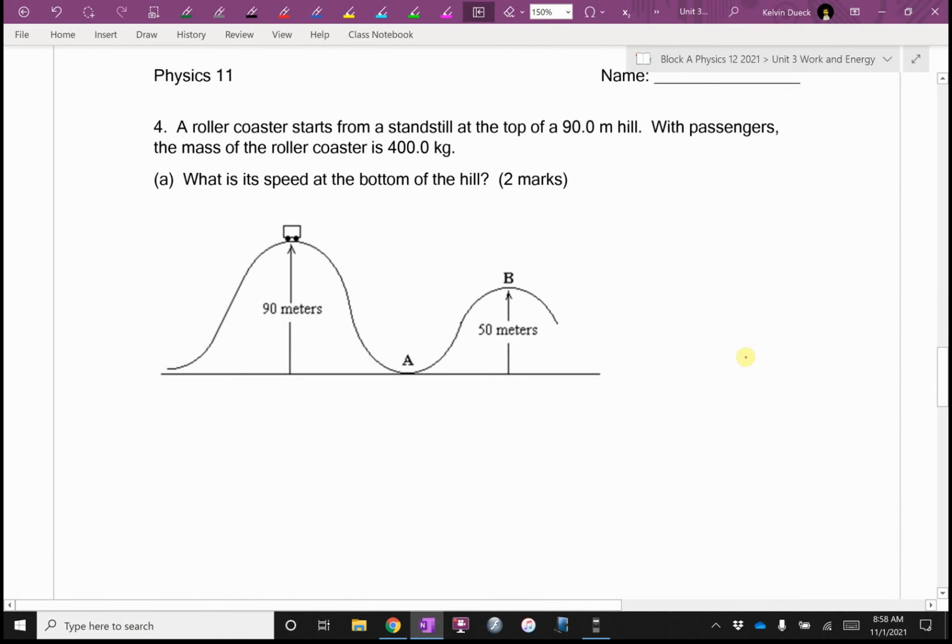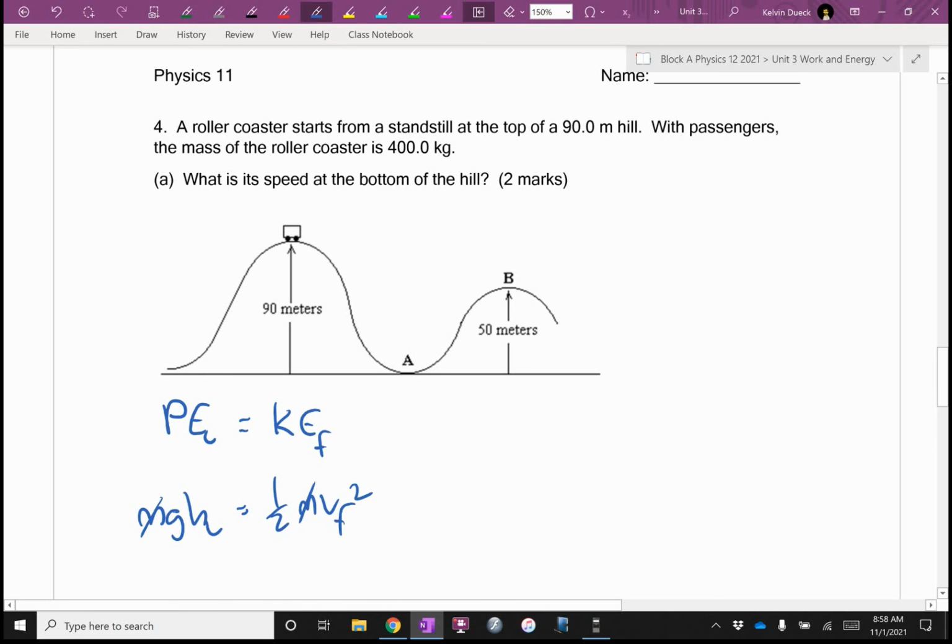Roller coaster, roller coaster. Roller coaster starts from a standstill. Oh, that's nice. What's its speed at the bottom of the hill for 2 marks? I think I can say, first of all, is there a change in height? Is there a change in speed? Is there a yucky curvy path? Definitely conservation of energy. I think I can say all of my initial potential turns into all of my final kinetic. I think I can say mgh initial equals a half mv final squared.